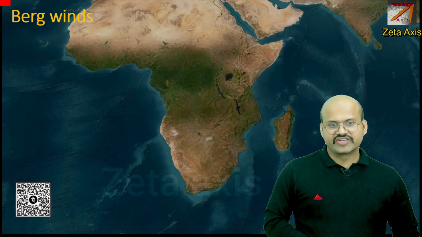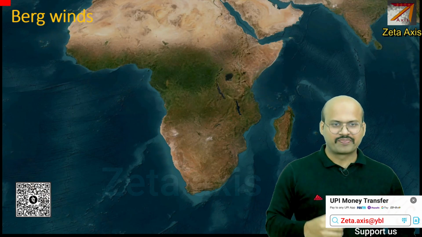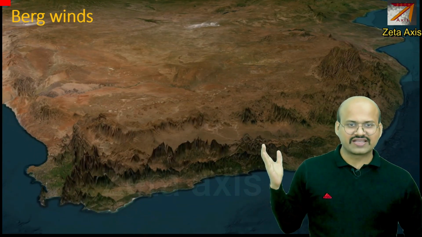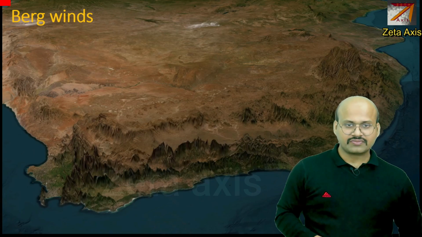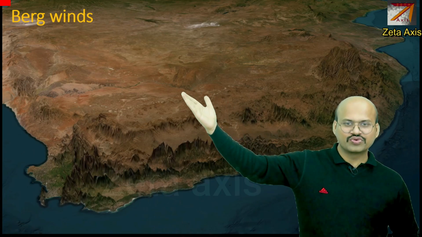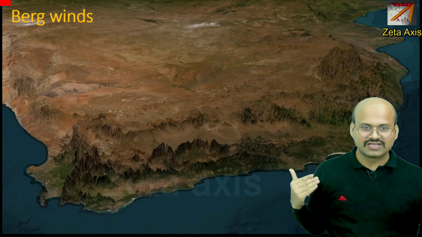Next is Berg winds, which is seen in the southern part of African continent. Here, if you see the geography, you can see that there are these mountains. I think they are called Darling Mountains. There are these mountain regions. The wind tries to move from the African land towards the ocean.